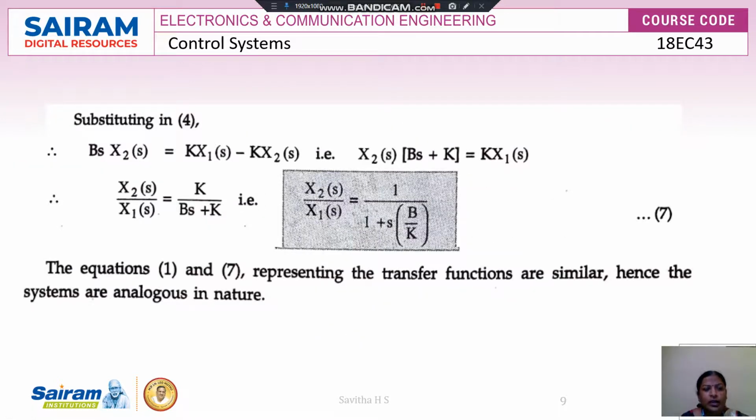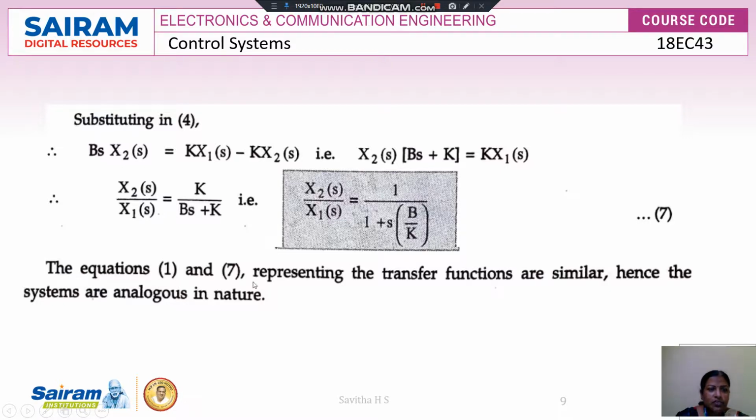Substituting in equation 4, bs x2 of s is equal to k x1 of s minus k x2 of s. That is, if I take x2 of s common, it will be bs plus k. See here x2 of s is there and here also x2 of s is there, bringing the RHS term to the LHS side. So it will be x2 of s times bs plus k, and the remaining term is k into x1 of s. So now x2 of s by x1 of s is equal to k by bs plus k. That is x2 of s by x1 of s is equal to 1 by 1 plus s into b by k. So this is expression 7.